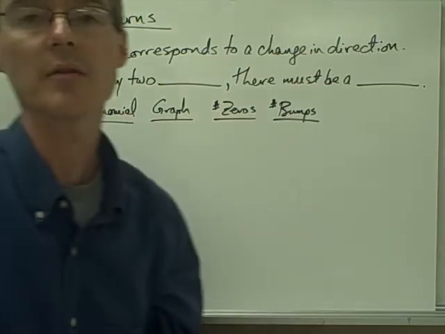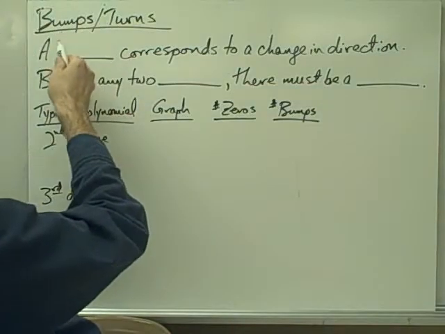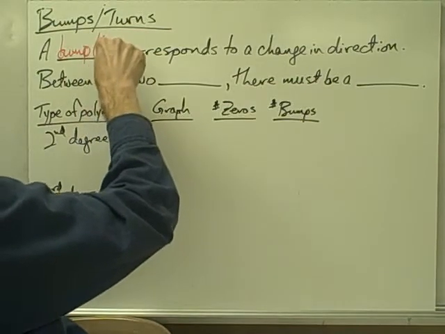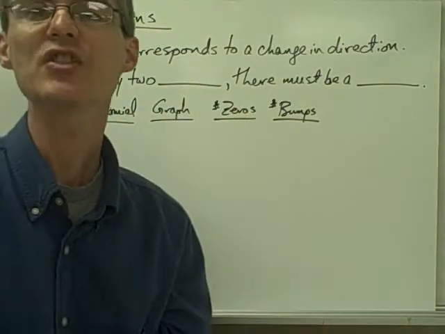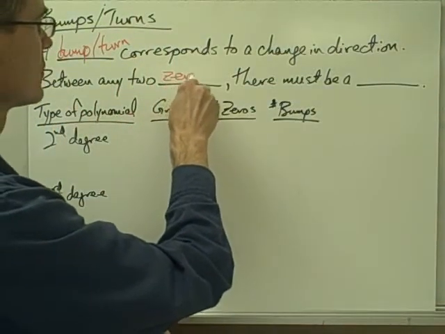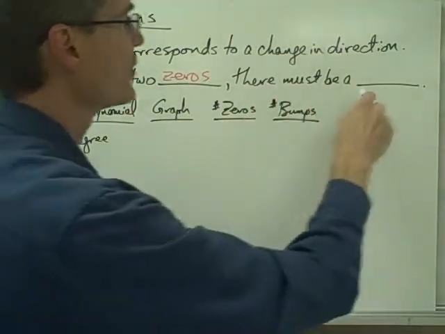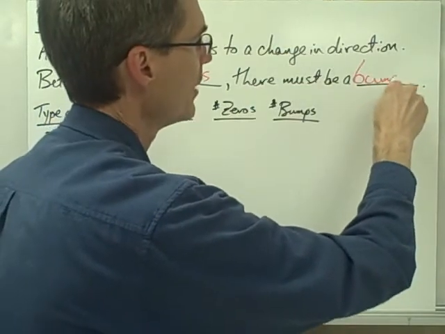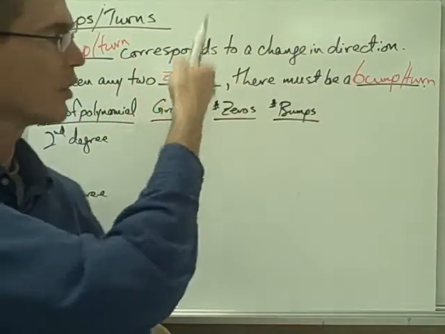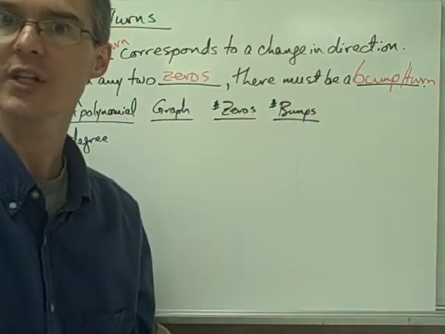Okay, another characteristic of polynomial functions, another characteristic of their graphs, is something that we refer to as bumps or turns. A bump or a turn corresponds to a change in direction in the graph. Between any two zeros of a function, between any two 0 points on the graph of a polynomial function, there must be a bump or a turn, because in order for the function to go from one 0 to another 0, it has to cross the x-axis again, which means it has to change direction at least one time.